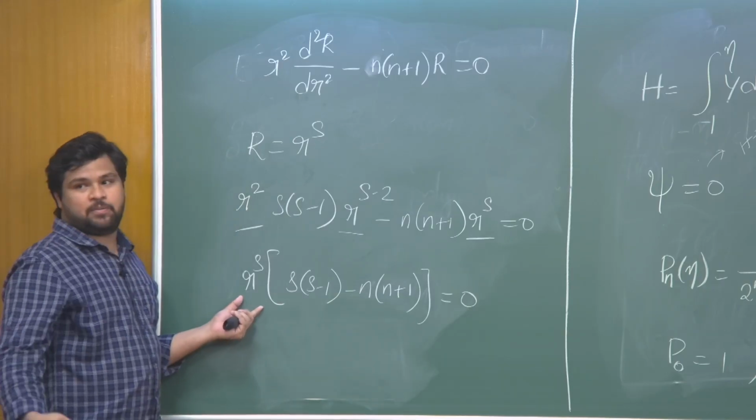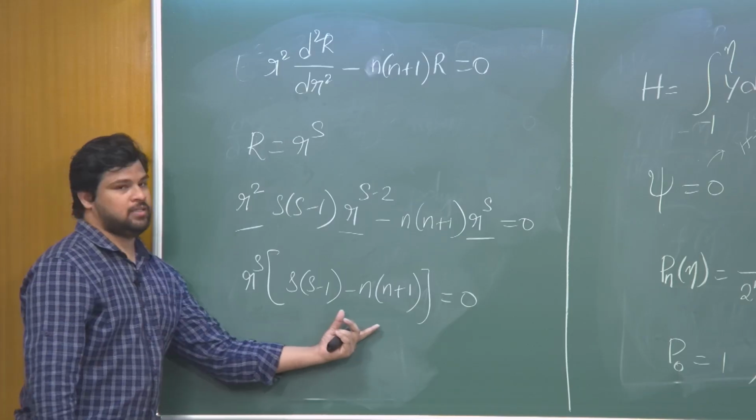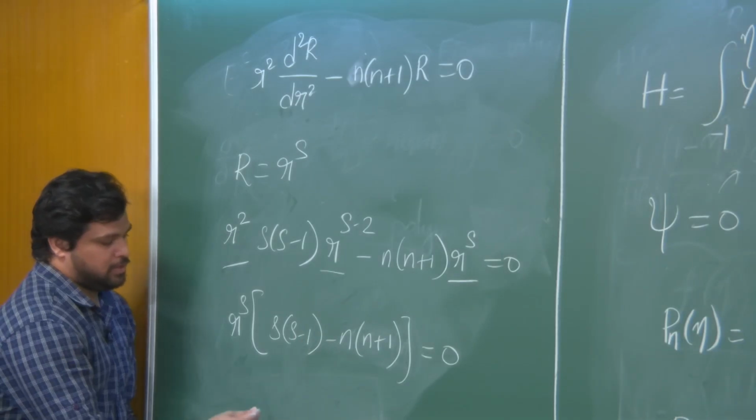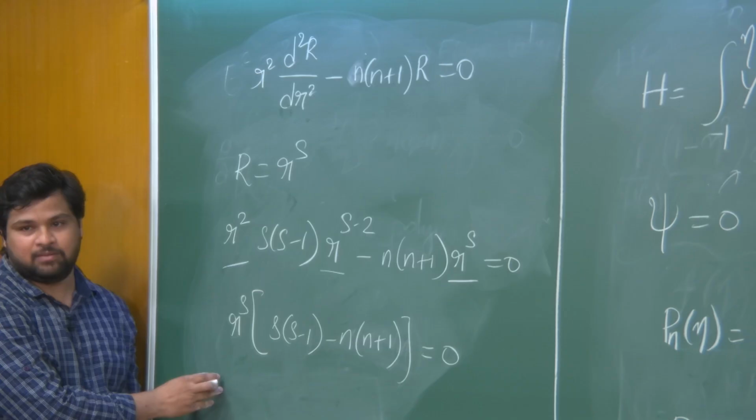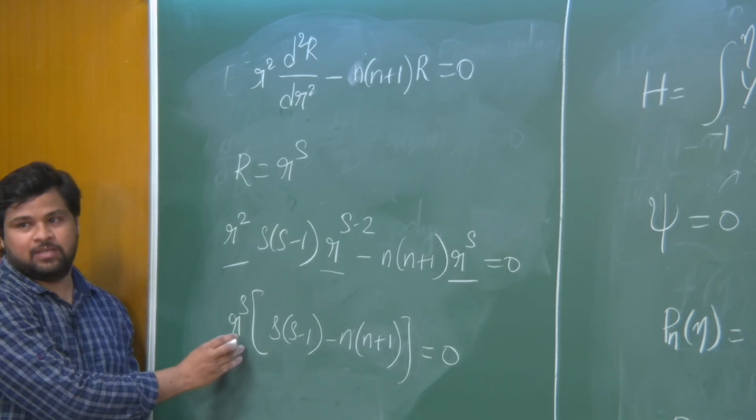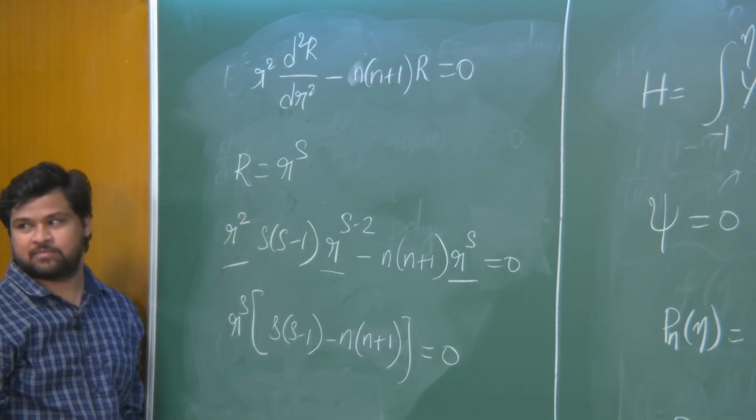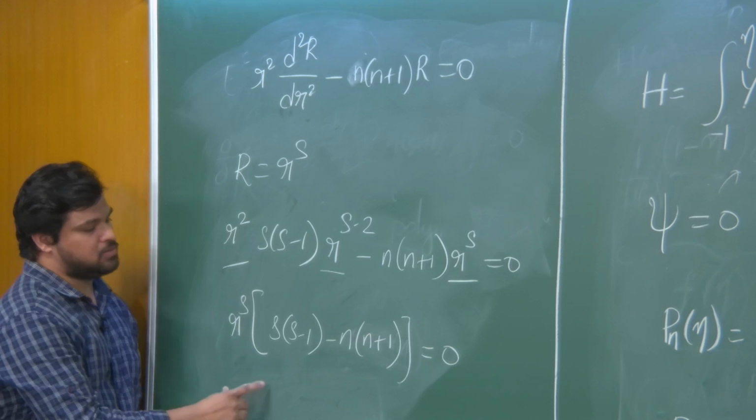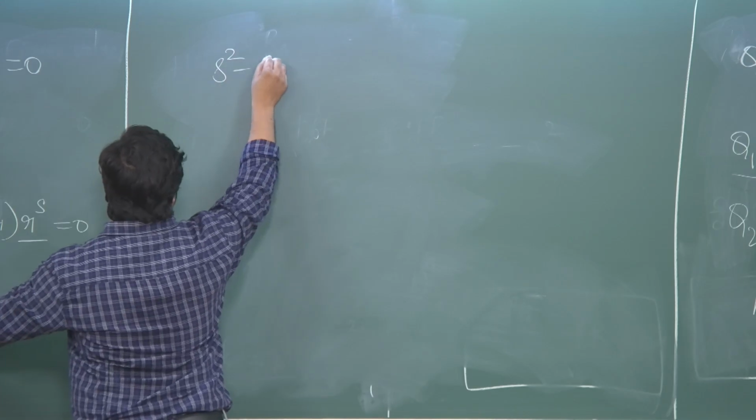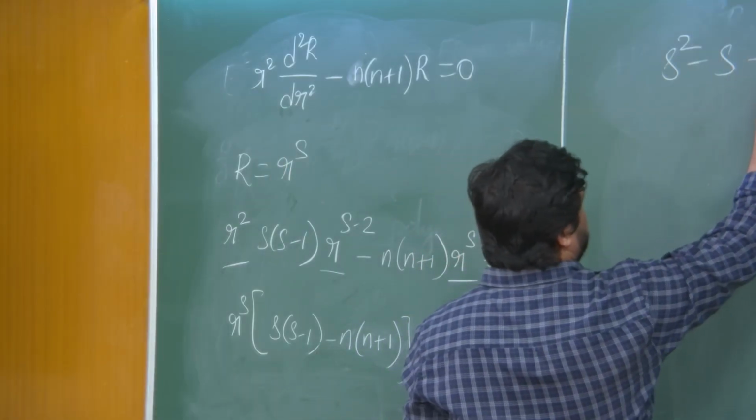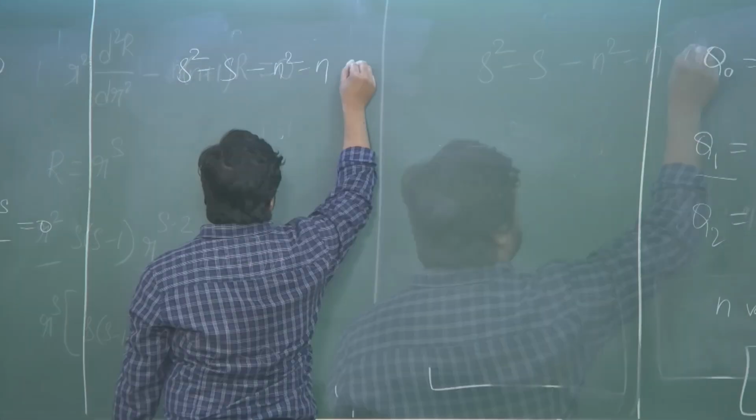This r power s cannot be 0. If it is 0, you will get a trivial solution, and we do not want a trivial solution. So we should equate this part to 0, not r power s to 0. Does everyone understand why we are not equating r power s to 0? If we equate this to 0, we end up with r equal to 0 as the solution. But we want a unique solution, so we equate this part to 0. So this will be s square minus s minus n square minus n equal to 0.